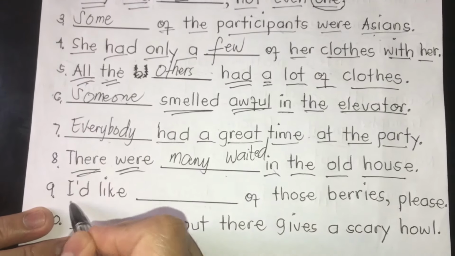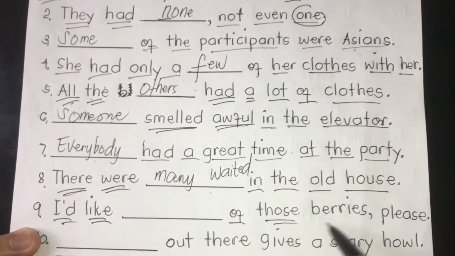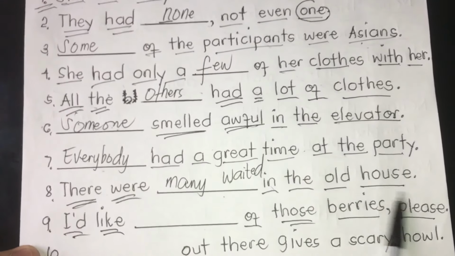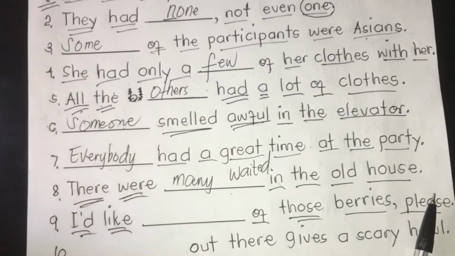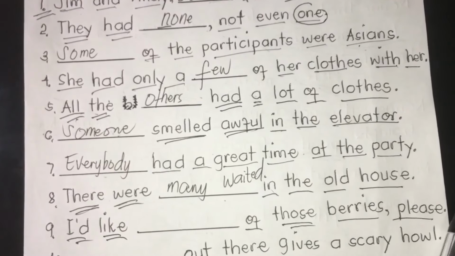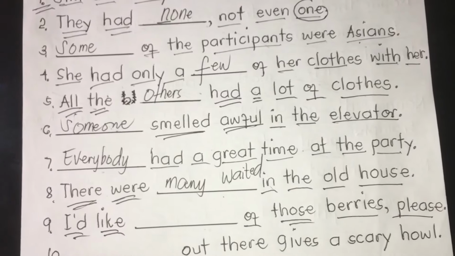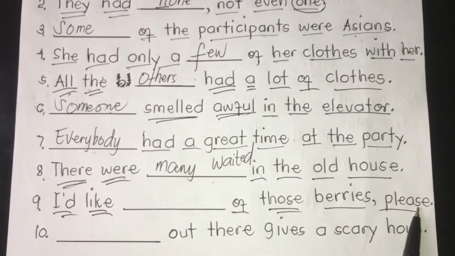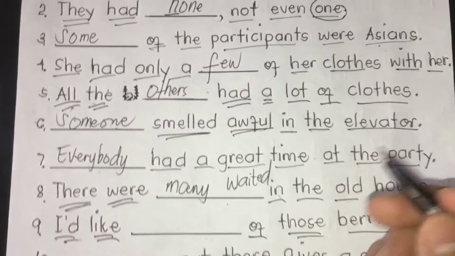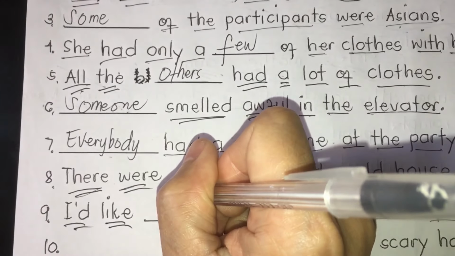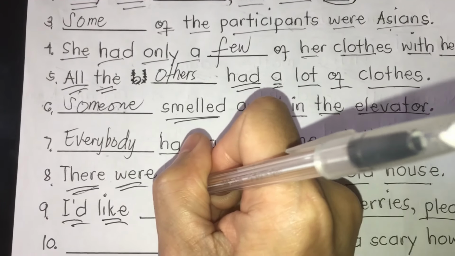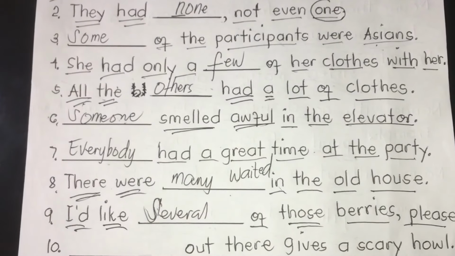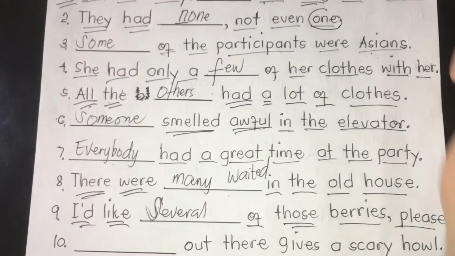Next, I'd like blank of those berries, please. I found out that a sentence was missing, so for number 9, class, nothing to worry about. Just recheck it. I'd like blank of those berries, please. We are going to write letter S. I'd like several of those berries, please.